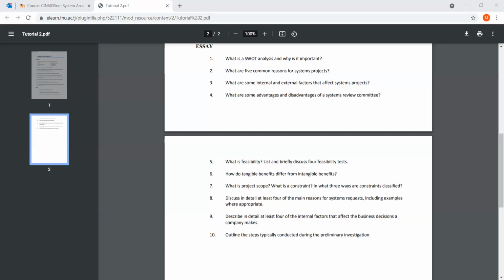Third point. It helps in the formation of a strategy to prepare for possible threats from the competitors.